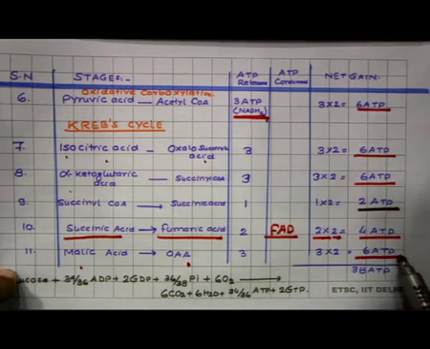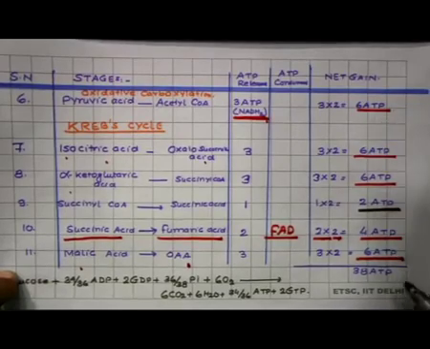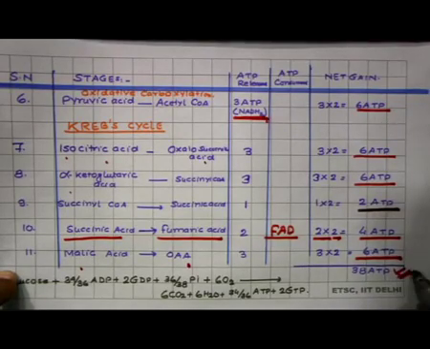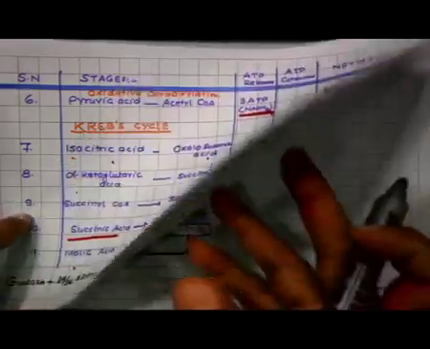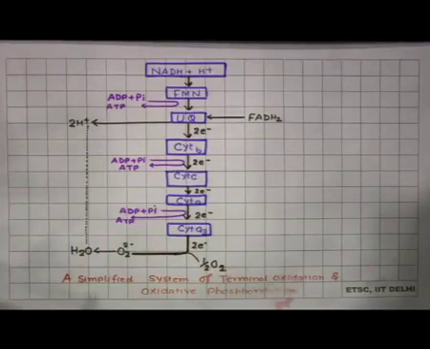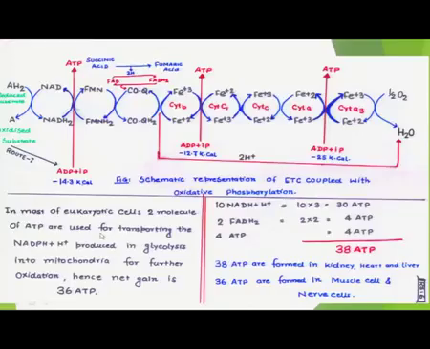So, when we count the total ATP, 38 ATP is formed, but it was found that in most of the eukaryote cells 2 molecules of ATP are used for transporting the NADH plus H plus produced in the glycolysis into the mitochondria for further oxidation. Hence, net gain is 36 ATP.